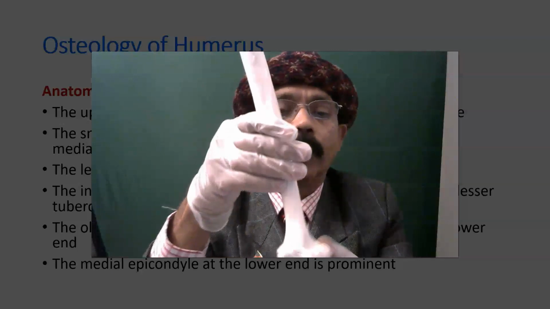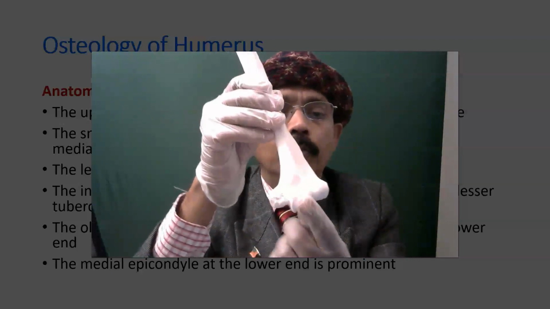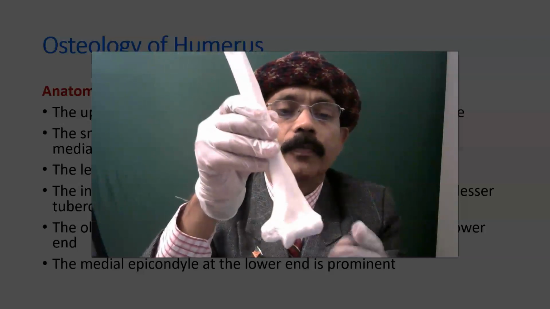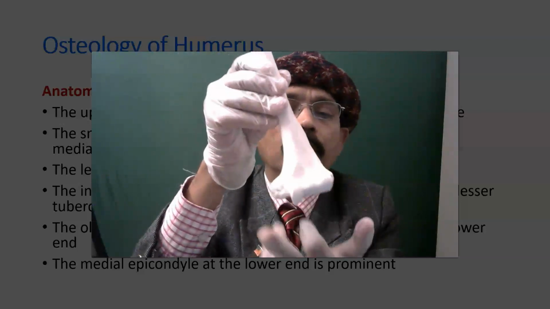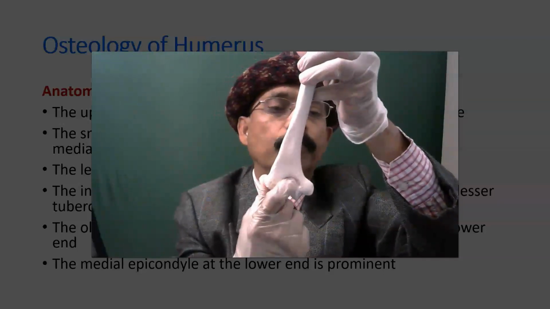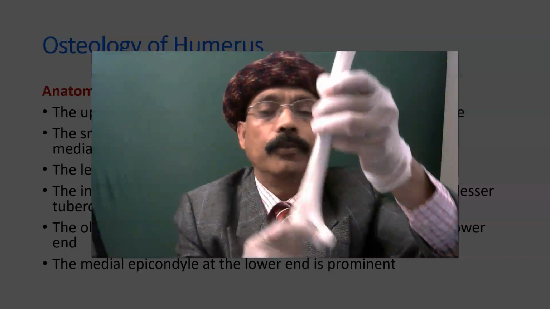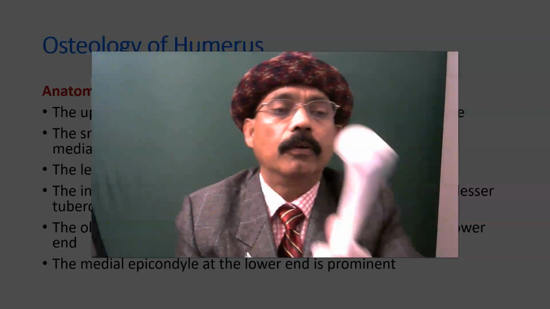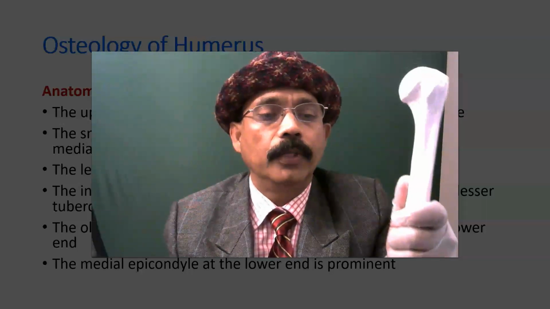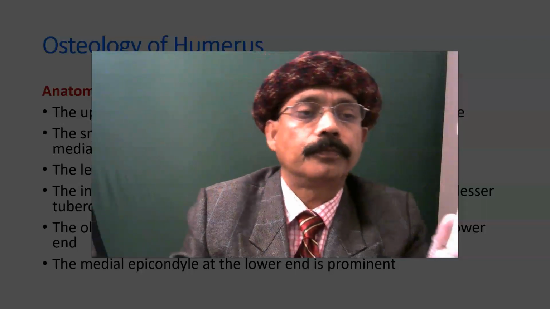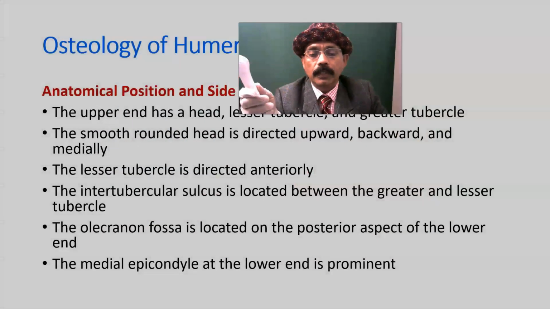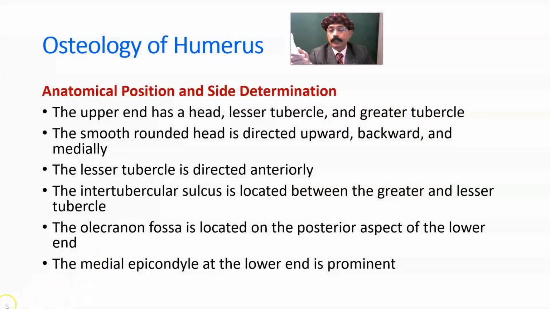In the lower part we have the pulley-like structure, the trochlea, the capitulum, the lateral epicondyle, and the prominent medial epicondyle. The olecranon fossa is located posteriorly. So this way we can hold the humerus in anatomical position and determine its side. Okay, let's go to the next slide. Okay, we got that.